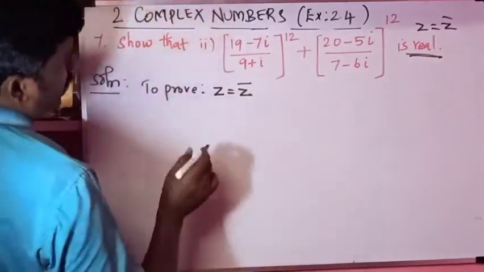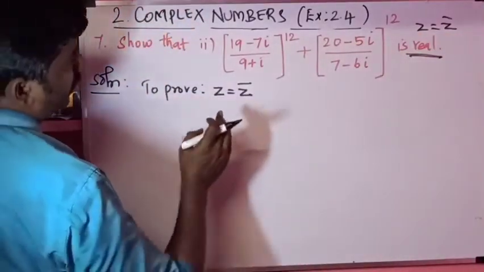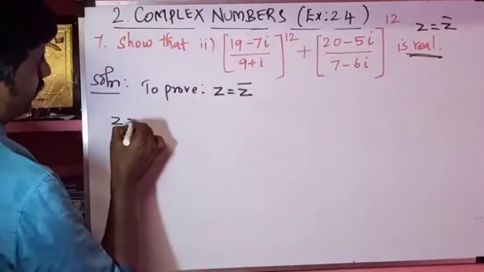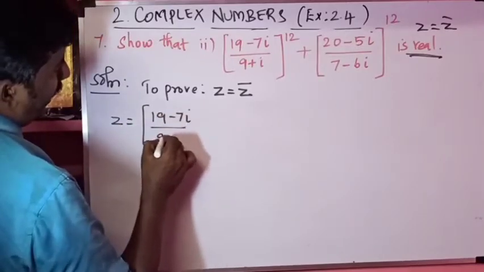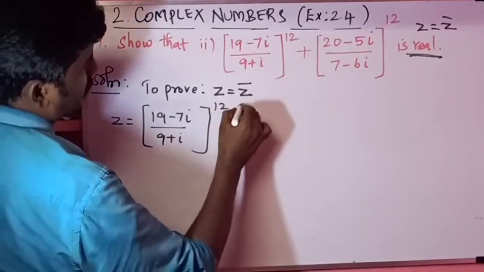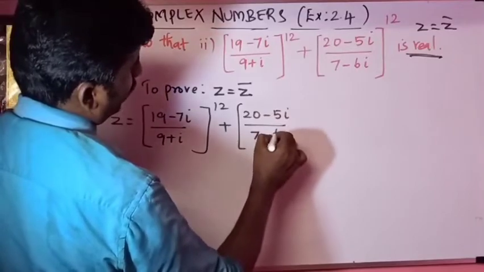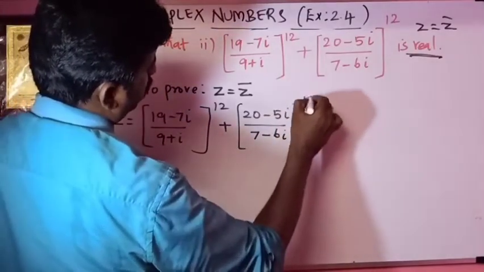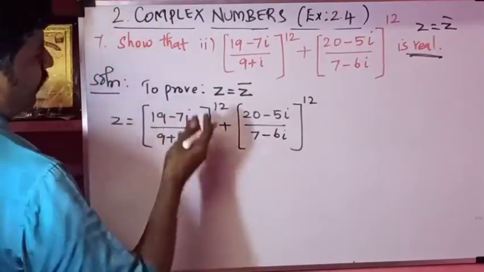So this is the statement for the real, right? First, what we need to do is take this as z. The z is equal to (19 minus 7i by 9 plus i) power 12 plus (20 minus 5i divided by 7 minus 6i) power 12, right? First we have to simplify this, and only then can we prove it easily.